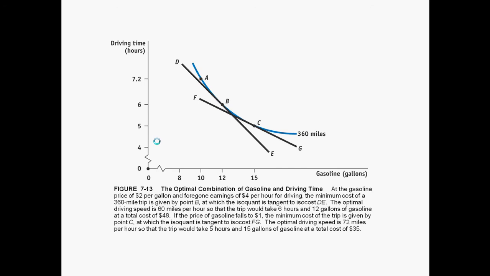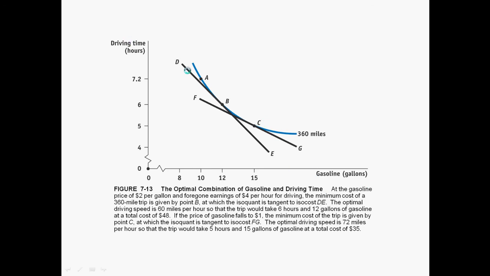This is an example taken from the trucking industry. The trucking industry faces a trade-off between two variable inputs here, driving time and gasoline costs. They can either tell the truckers to spend more time on the road, or they can have them go faster, but if they go faster, they burn more gasoline.